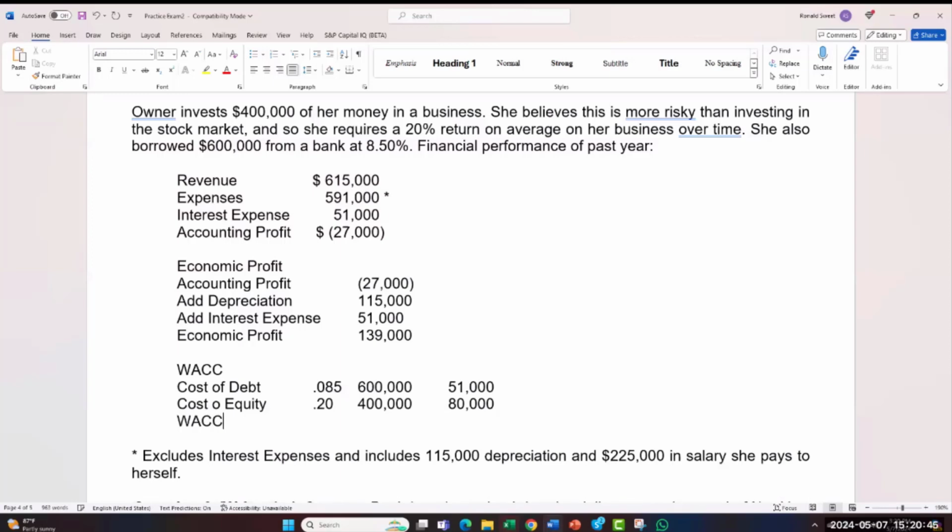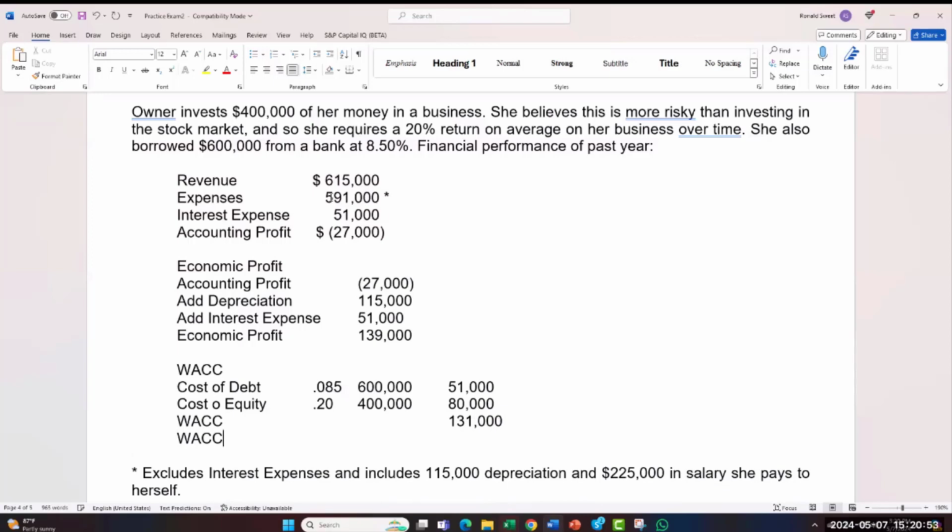So your WACC is going to be 131,000. And your WACC as a percent is going to be 131 divided by $1 million, right? She invested $1 million, 600,000, 400,000. So that gives you a WACC of 13.1%.